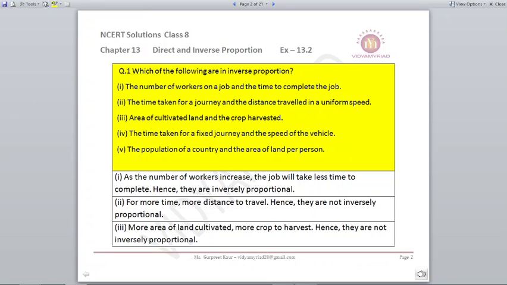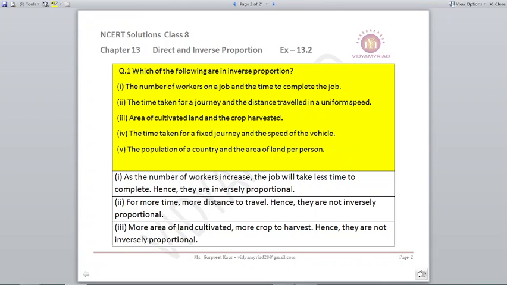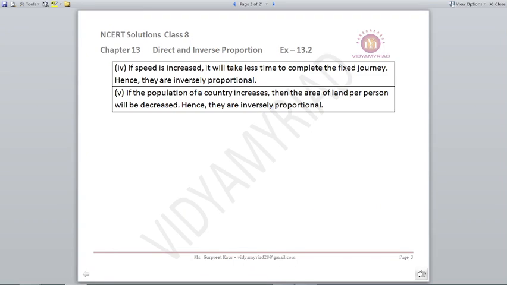Fourth part, the time taken for a fixed journey and the speed of the vehicle. What will happen in this? If your speed is increasing, you will take less time to cover that distance. So opposite is happening. So they are inversely proportional. The population of a country and area of the land per person. When the population of the country increases, the number of people will increase, the area will decrease. When the number of people is less, the area will be more. So this is inversely proportional.